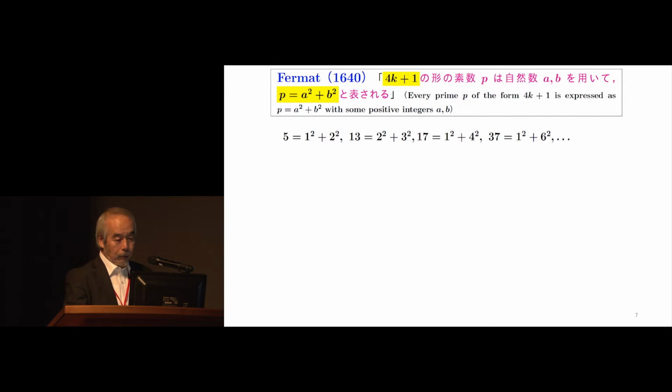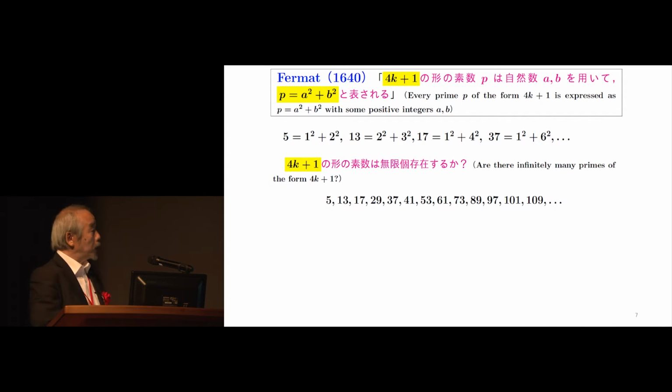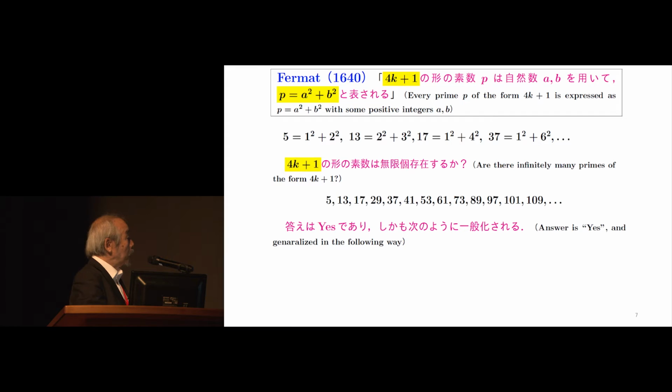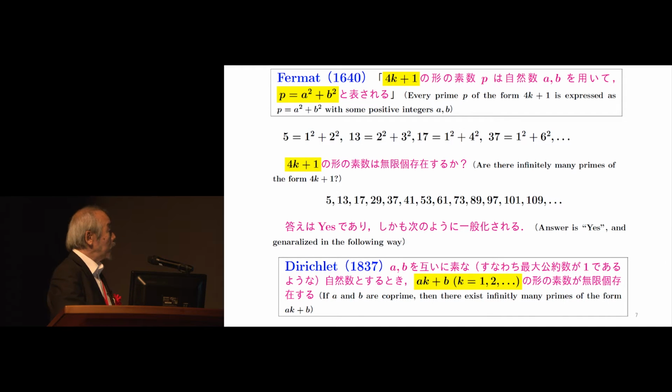But the question is, are there infinitely many primes of the form 4k plus 1? There are infinitely many primes, but are there infinitely many primes of this particular form? The answer is yes, and it's generalized in the following way. This is what Dirichlet proved. If a and b are coprime, then there exist infinitely many primes of the form ak plus b. Fermat's primes are the case when a is 4 and b is 1. 4 and 1 are coprime.